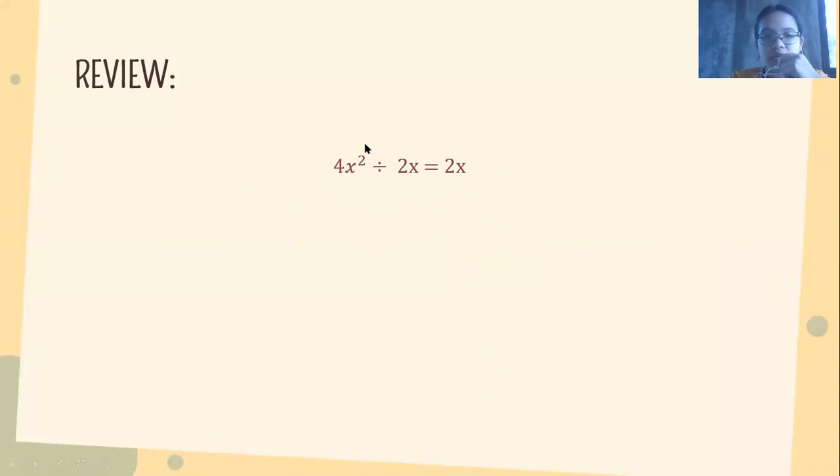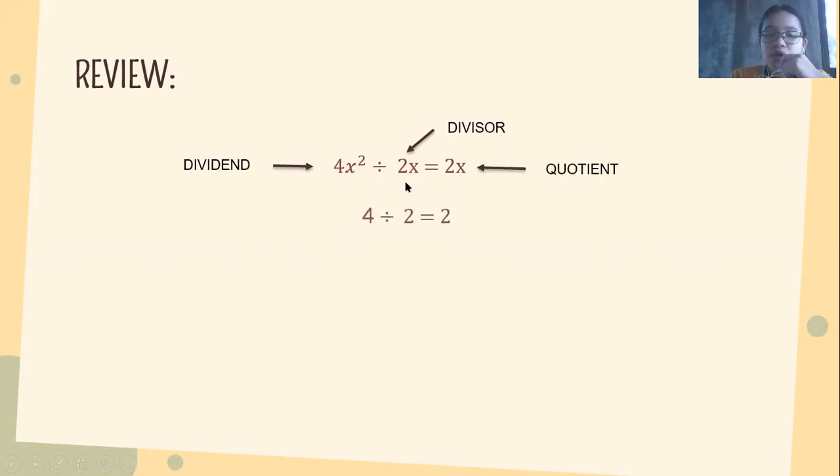So the 4x squared here is what we call the dividend. And the 2x here is what we call the divisor. And our answer 2x is what we call the quotient. So, these are the steps on how we divide and how we got the 2x here.